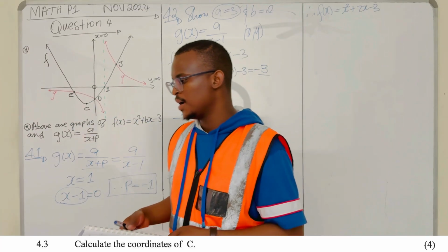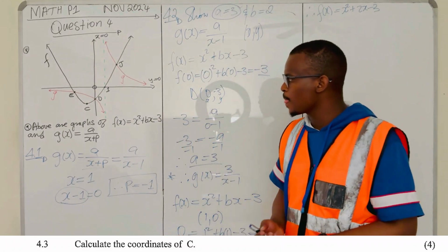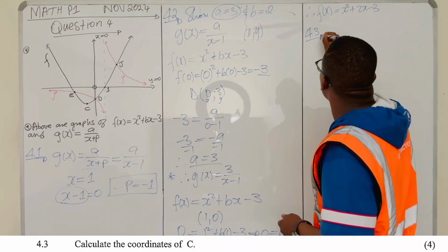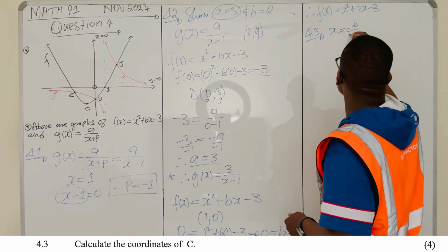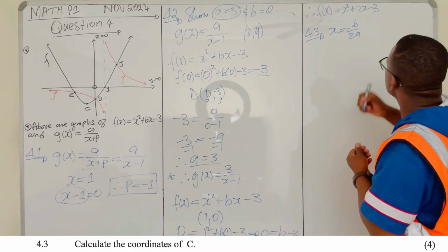Of a function. There are many ways to do this. One way, you can say, okay, this is 4.3. My x is equal to negative b over 2a. That's the x coordinate of the turning point. Yes. Which is what?